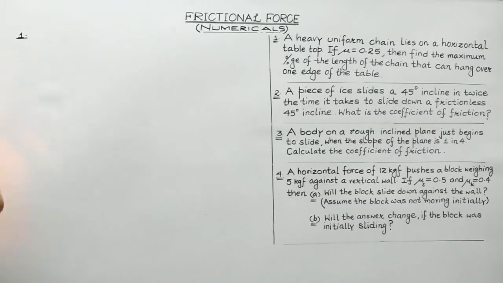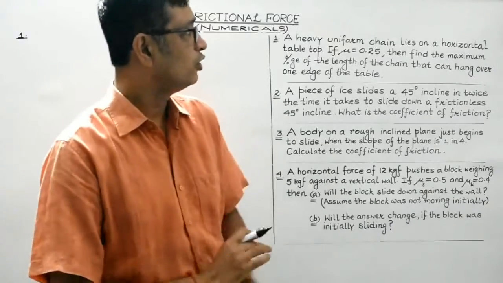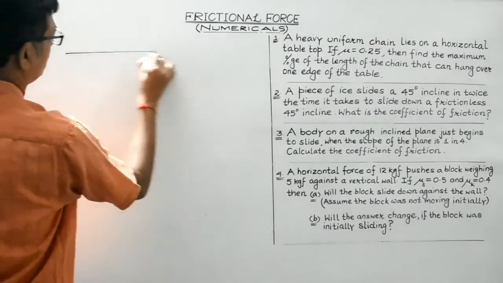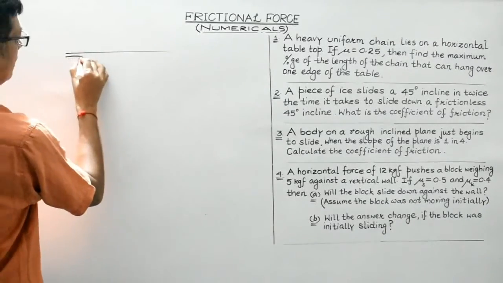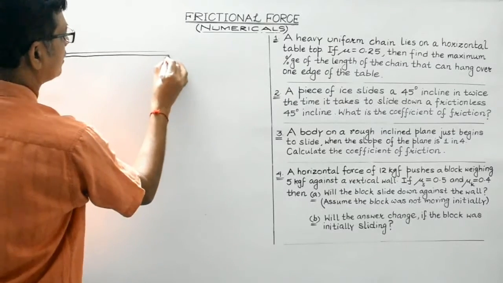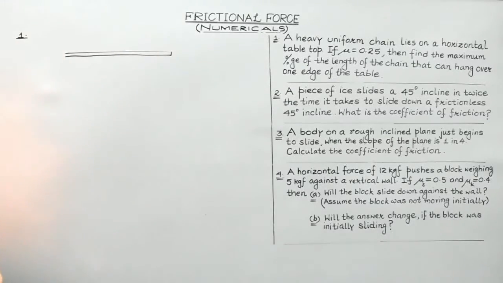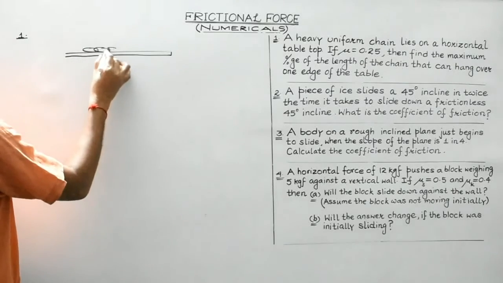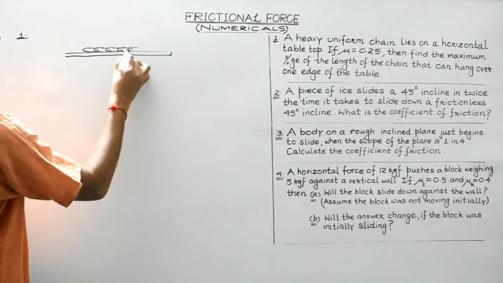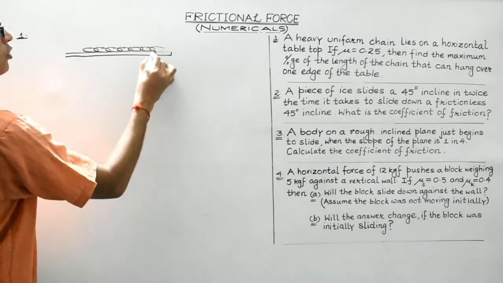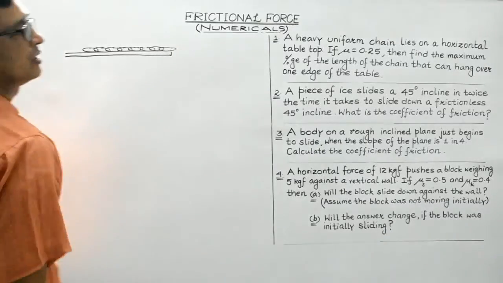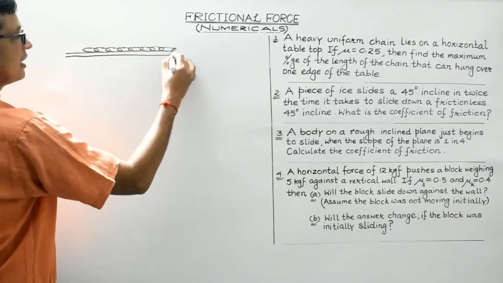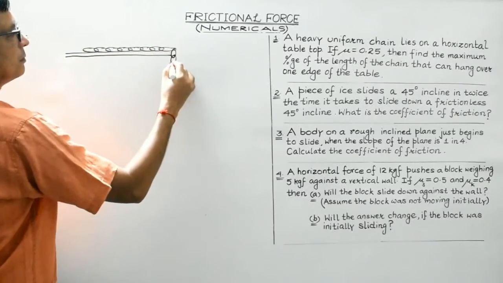First question is, students, a heavy uniform chain lies on a horizontal tabletop. It's like this. Let us assume this to be a tabletop, and a heavy chain is lying like this. This is a chain, and it is lying with some portion hanging over one edge of the table like this. It's hanging like this, some portion.